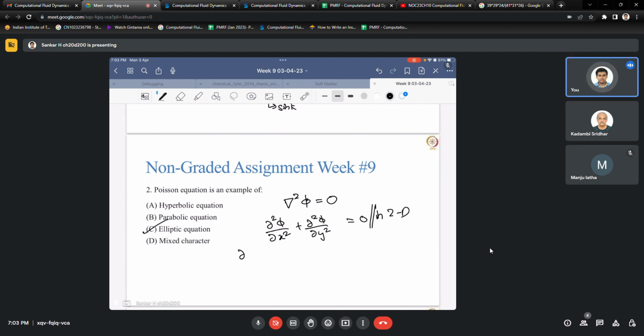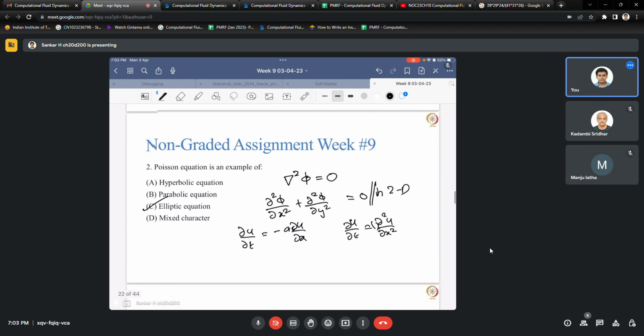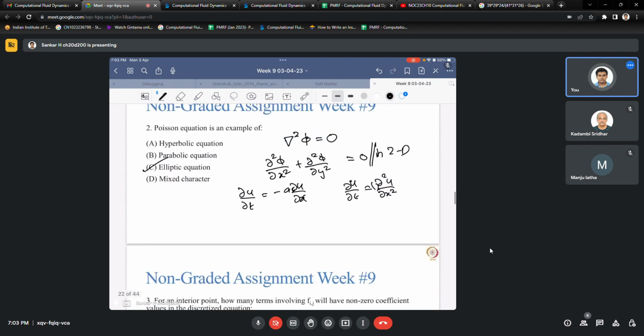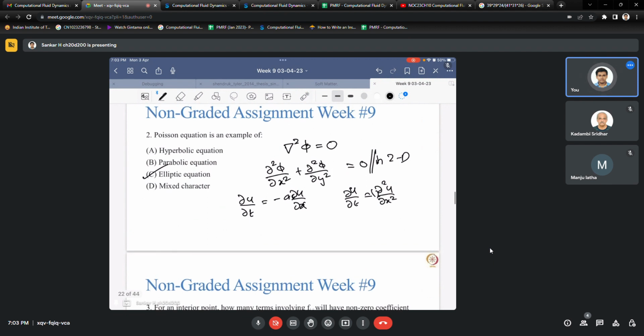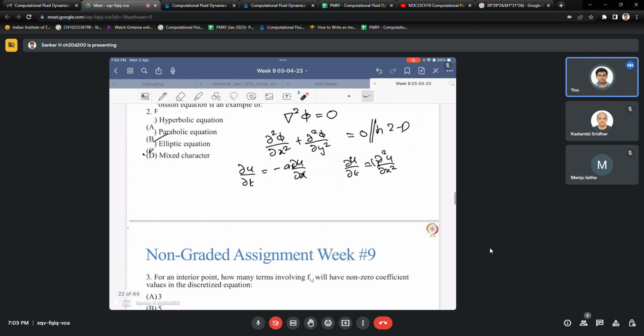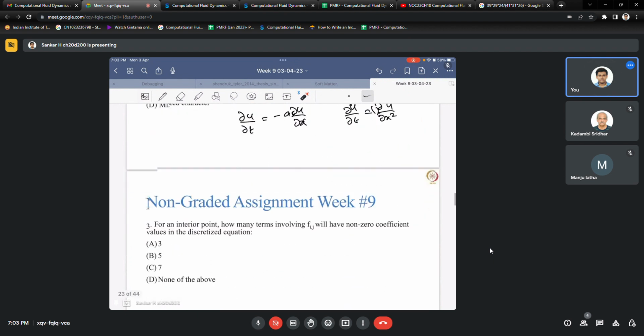A hyperbolic equation looks like dou u by dou t is equal to minus a dou u by dou x, and a parabolic equation would be dou u by dou t equal to dou square u by dou x square with some constant. It's not an equation of mixed character, and you can see that it is clearly an elliptic equation that follows this manner.